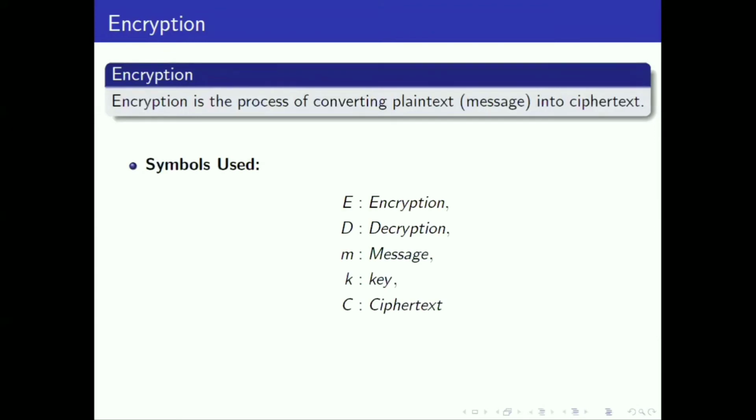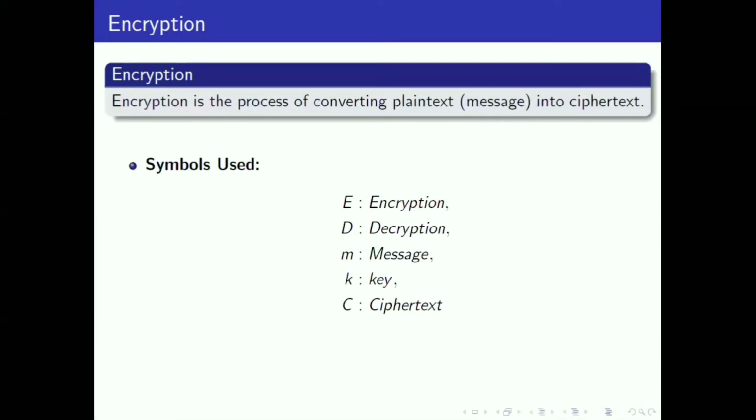Here we will first discuss the symbols that we have used. E represents encryption, D is decryption, M is message, K is key, and C is the ciphertext. So E is the encryption algorithm and D is the decryption algorithm. M is the message. Suppose the message is hi. Key is the private key of the user.